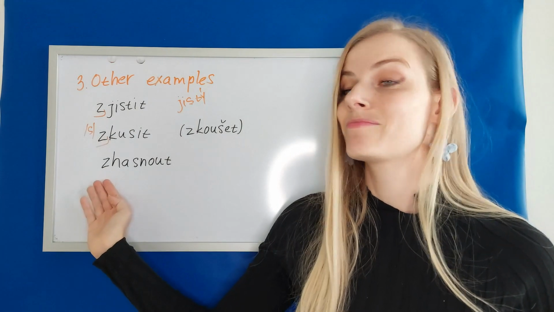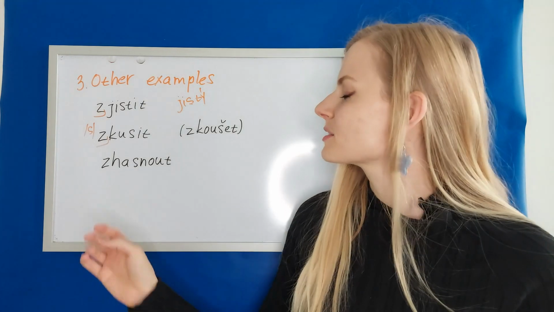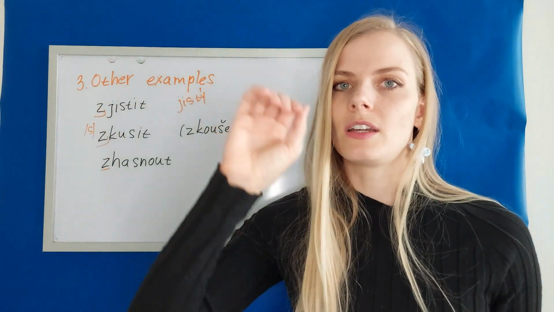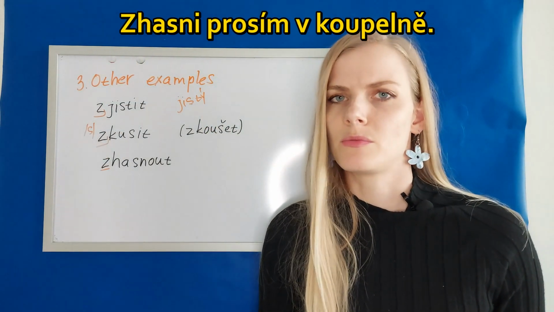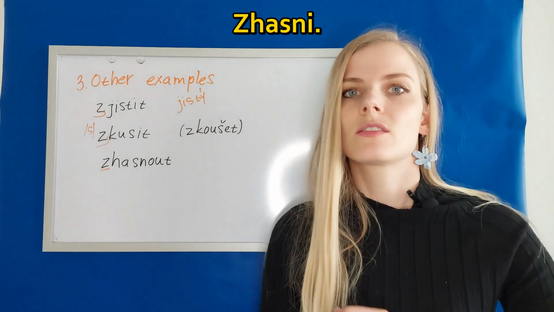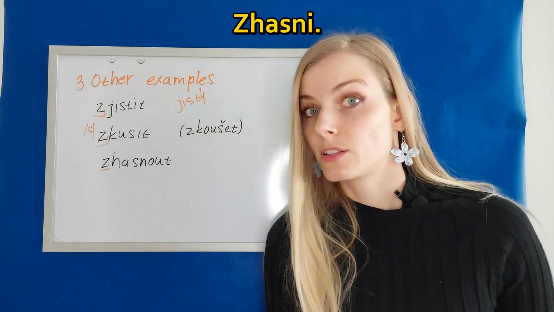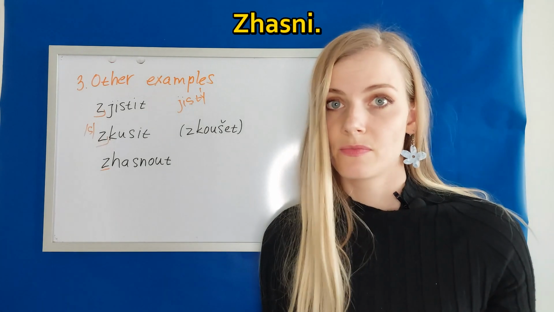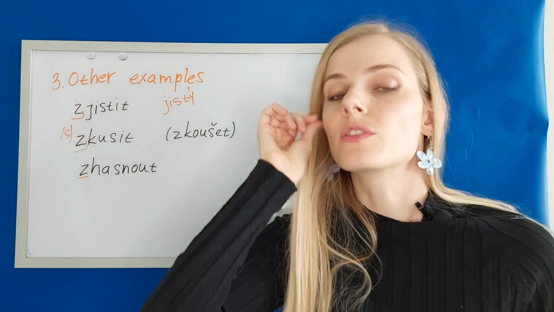And the last one, zhasnout. Zhasnout again. This combination z and the h is to turn off the light. Zhasni prosím v koupelně. Please turn off the light in the bathroom. Or it's enough even to say zhasni. Zhasni means turn off the light. You don't have to say světlo, which means the light. You just simply say zhasni. And it's clear that we want to say turn off the light. It's specifically for light only.